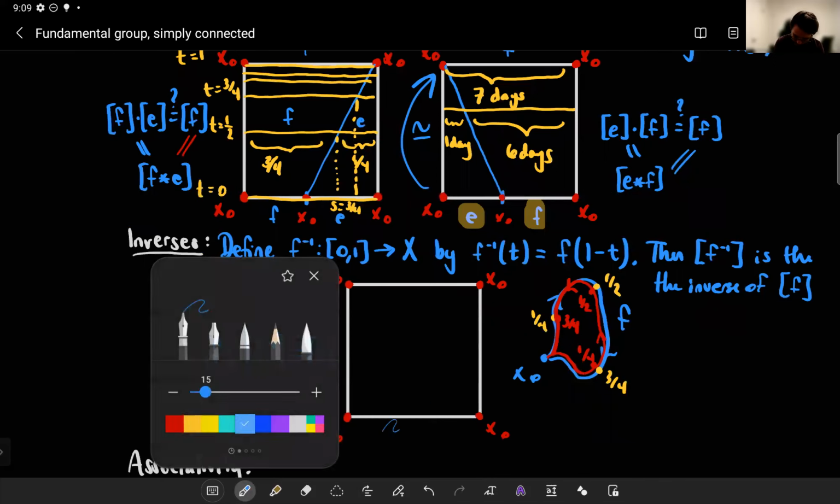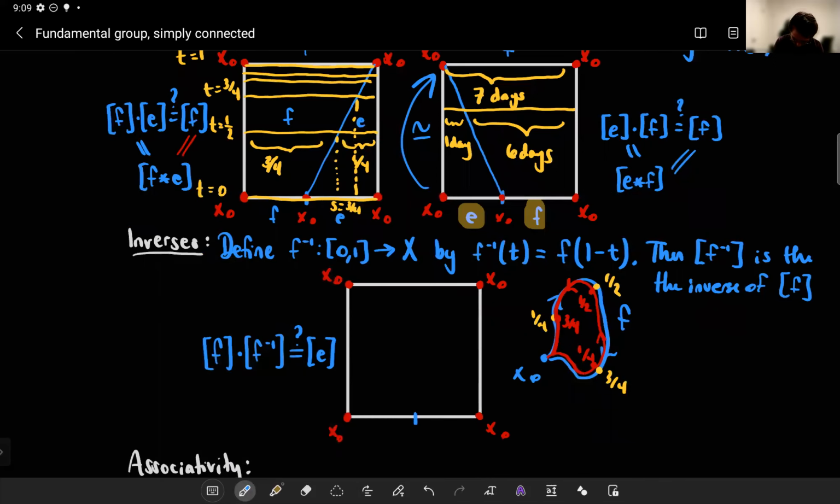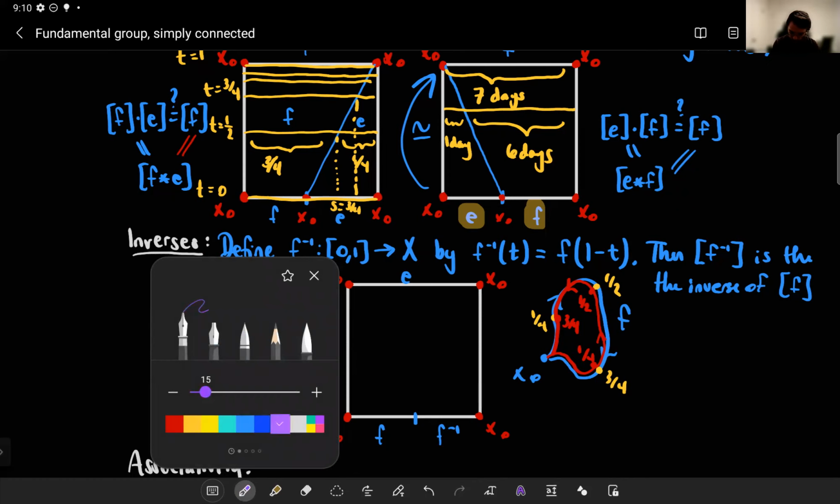Again, I'm concatenating two things. So we're thinking first, the group operation says to multiply homotopy classes, I first concatenate their representatives and then take the homotopy class of the result. So here's F inverse. And I want to get up here to E. How on earth do I do that? Well, what could I do? How about, what should I use, purple?